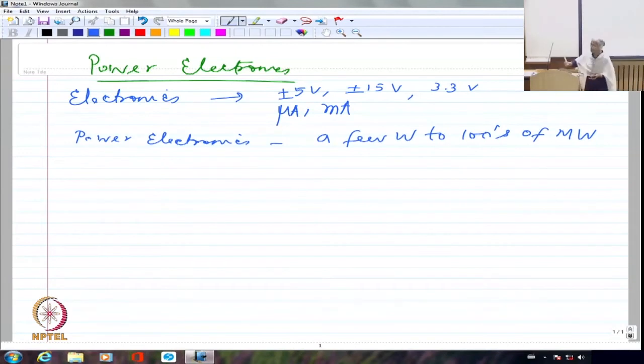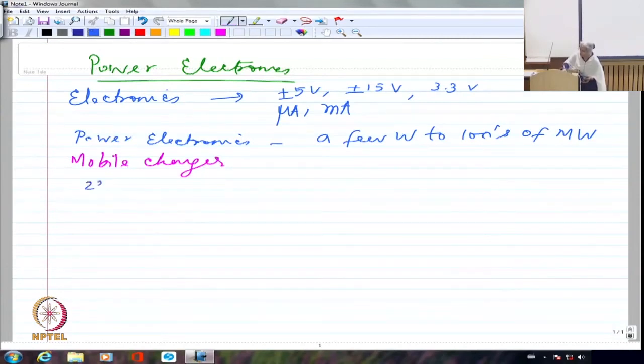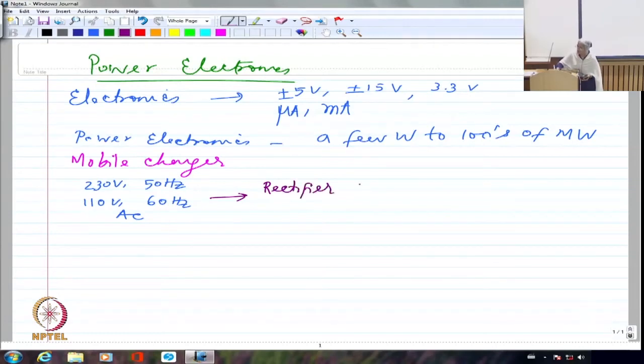So if I try to look at the mobile charger, I am going to have something like this. I will have first of all 230 volts 50 hertz or 110 volts 60 hertz AC. This is now connected to a rectifier. The rectifier is going to convert this into corresponding DC voltage.